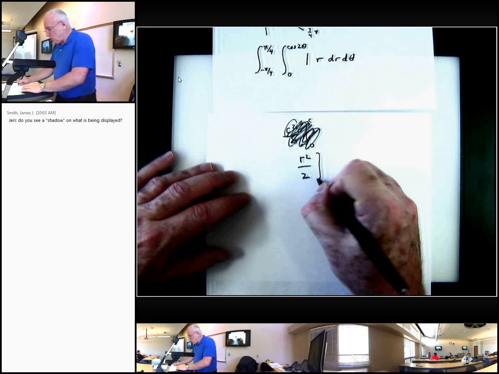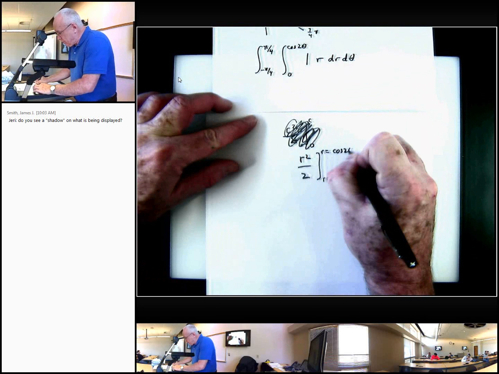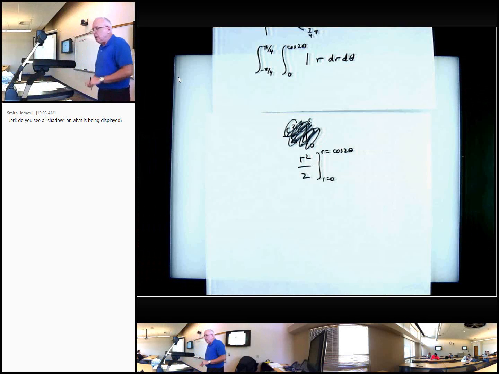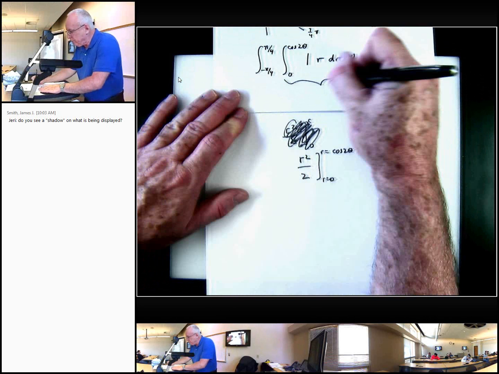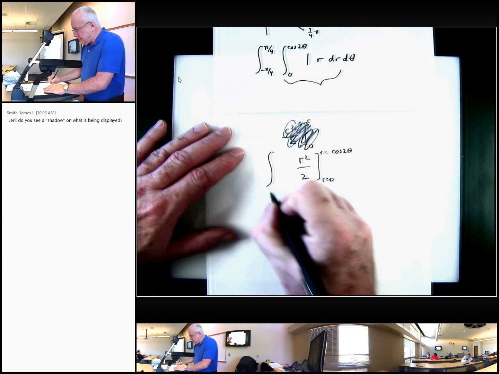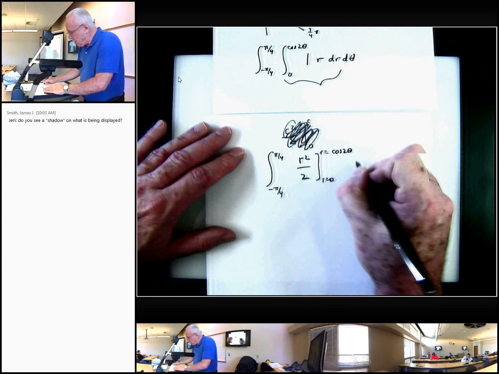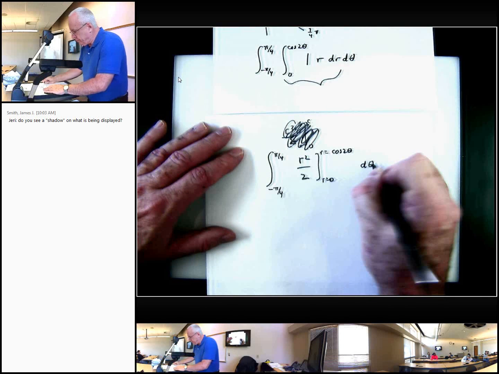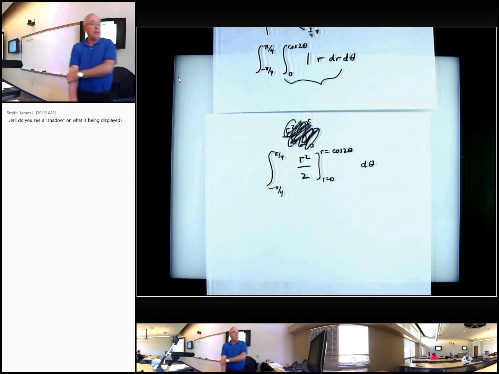R squared over 2. And our lower limit is r equals 0. Upper limit is r equals cosine of 2 theta. So we'll have to figure that out. That's our inside integral. And then on the outside, we're evaluating from minus pi over 4 to pi over 4 d theta.